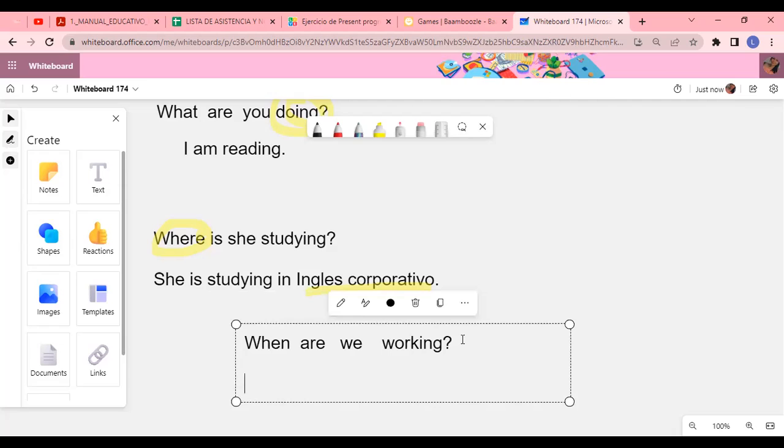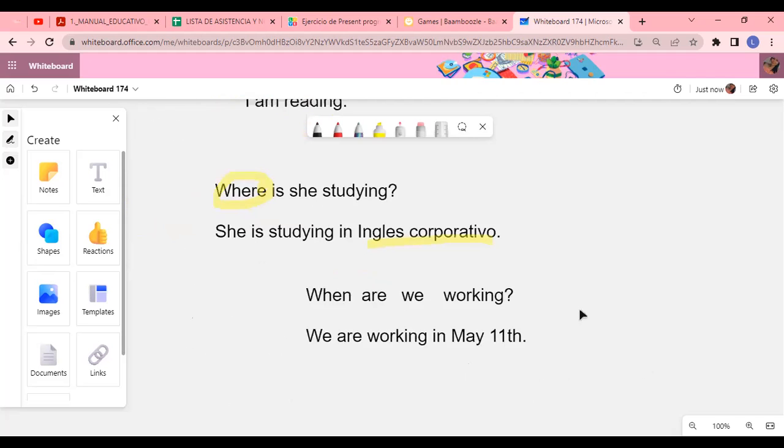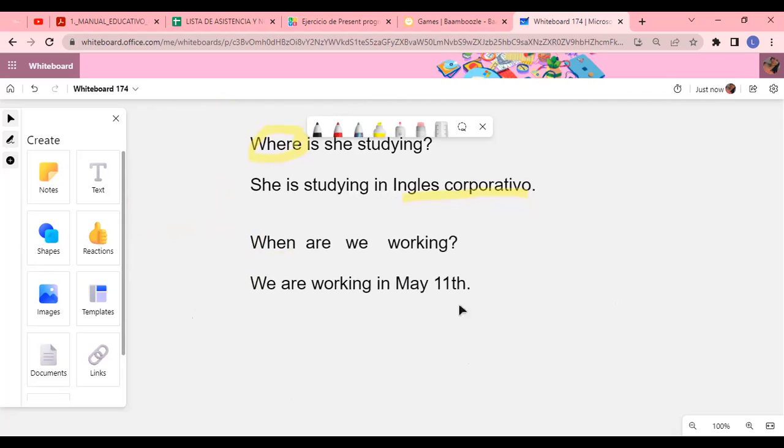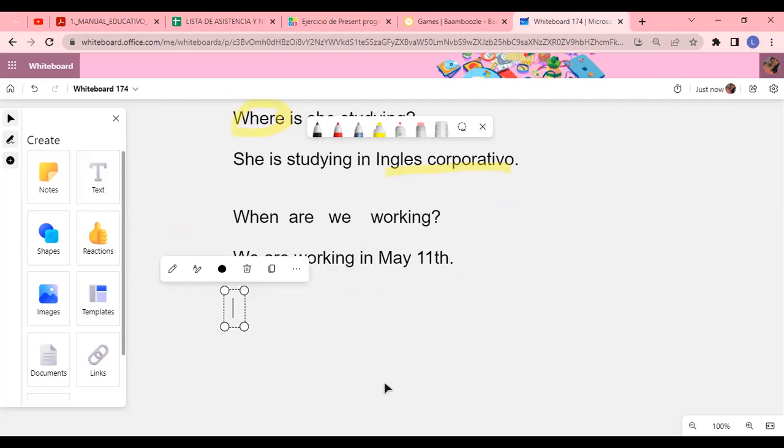Y para responder sería, we are working when? Can you tell me when? In 11th of May. Okay. In May 11th. Okay. Definitely right. Tomorrow, day off. All right. That's excellent for you and for me too. Okay. So very good. Then we can also be, for example, and what other ones?